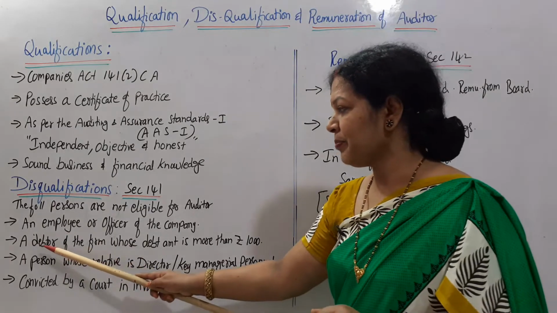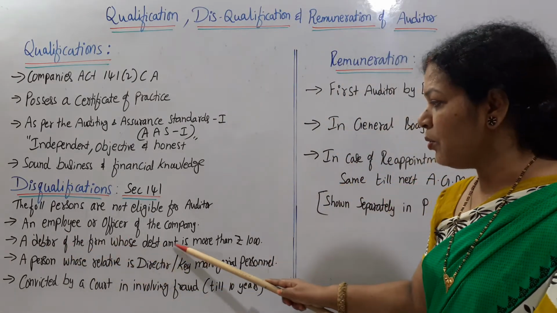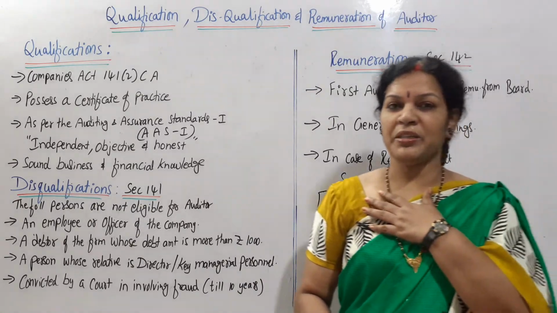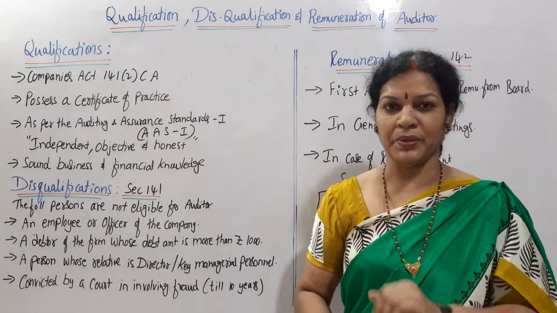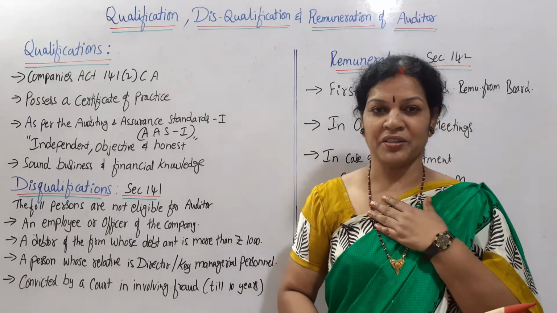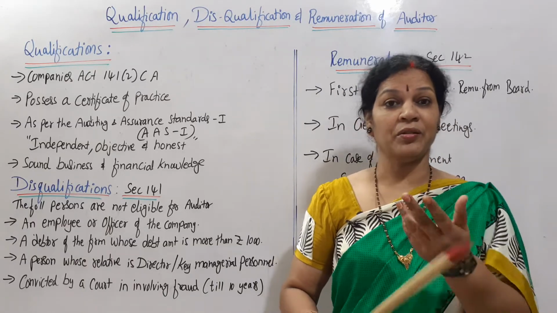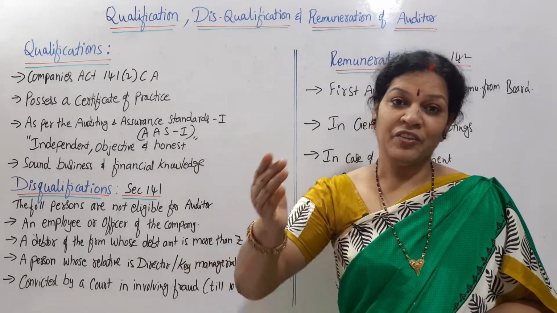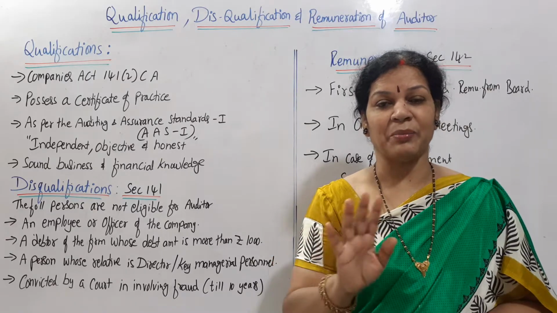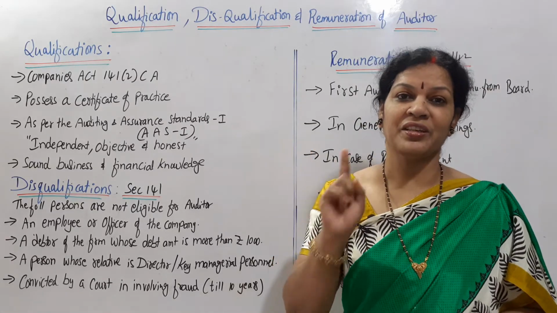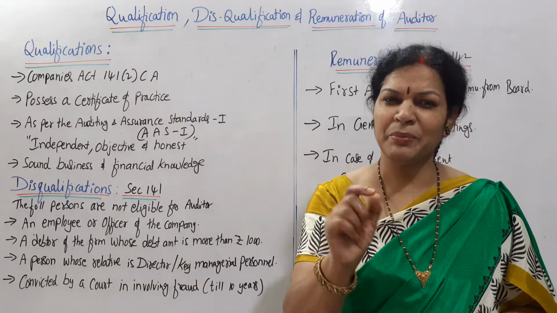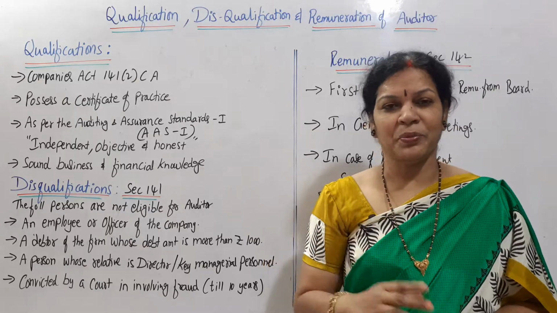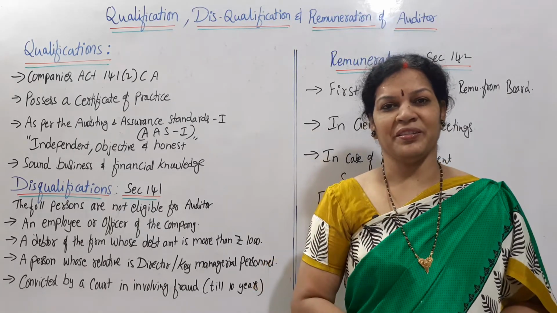The second point is a debtor of the firm whose debt amount is more than 1000 rupees. Suppose I am a debtor of the company and also I am a chartered accountant. Debtor means I owe some amount to the company. If it crosses more than 1000 rupees, I am not eligible to become an auditor of the company. 1000 rupees is the limit, right? So if my amount is below 1000 rupees, then I can become an auditor of that company.